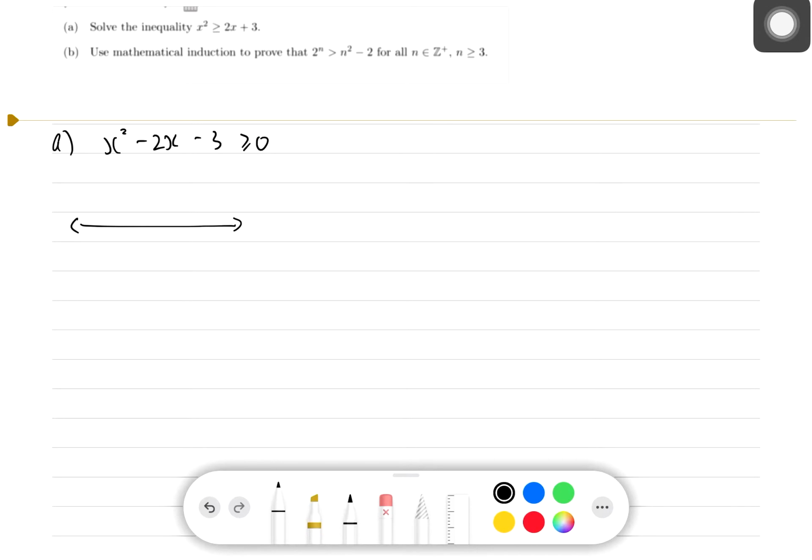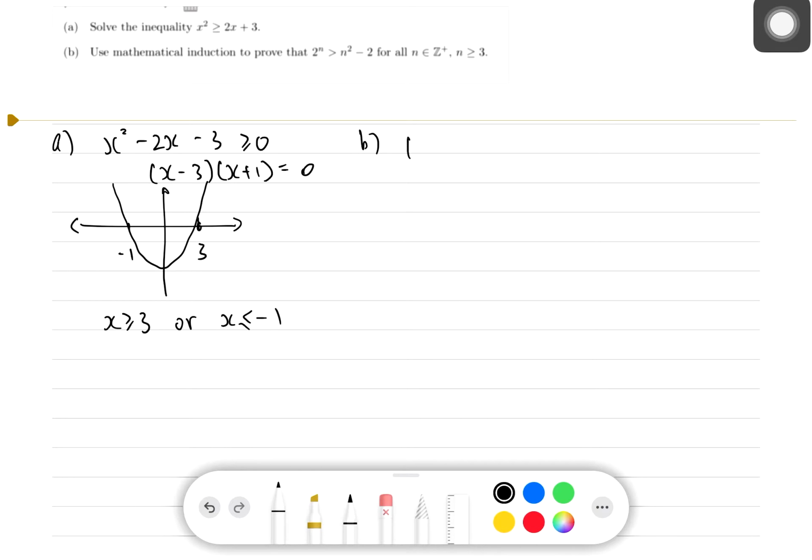We know that the critical values at which x squared minus 2x minus 3 equals 0 are given by x equals 3 and x equals -1. The graph will look something like this. As a result, we can determine that the solution to this inequality is x is greater than 3 or x is smaller than or equal to -1. So remember the solution, and then we're going to attempt part B.